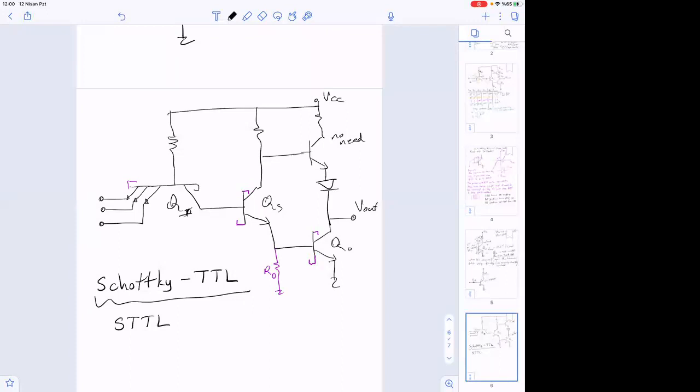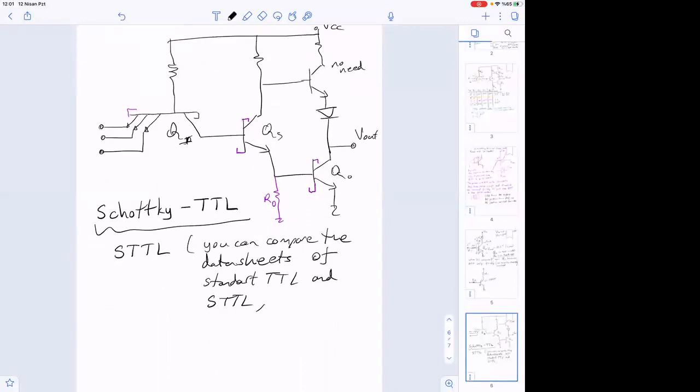So as you see, if you look at the data sheets, you can compare the data sheets of standard TTL and STTL, to observe the switching times.